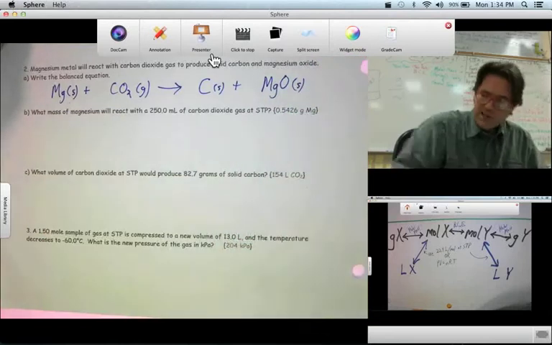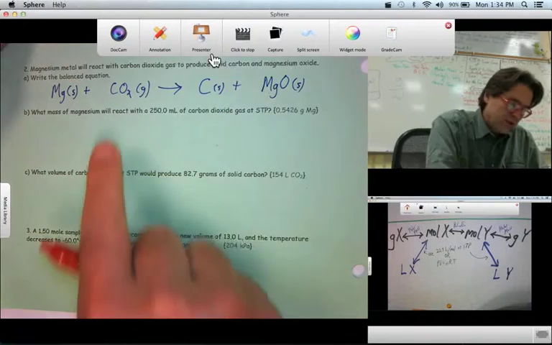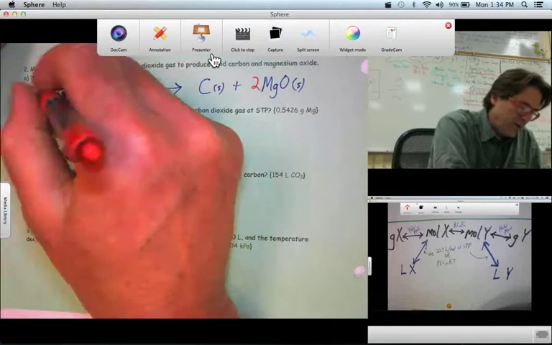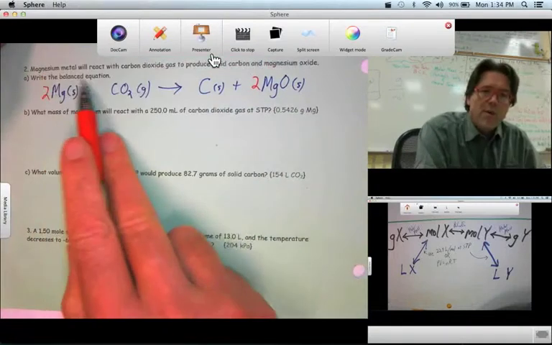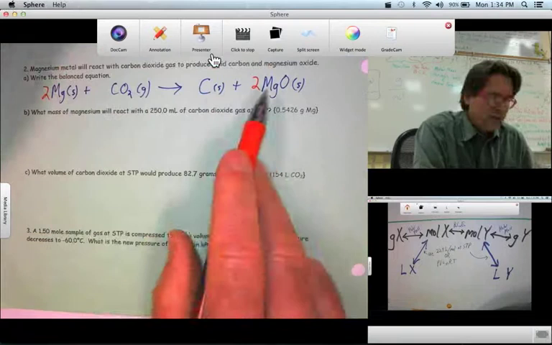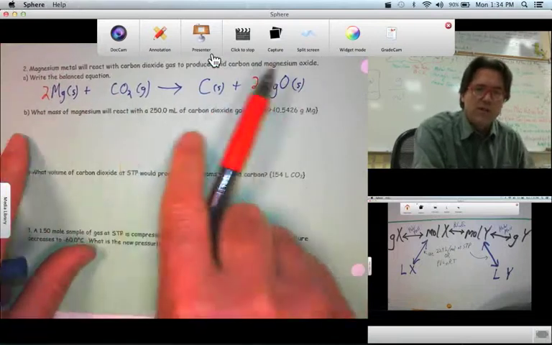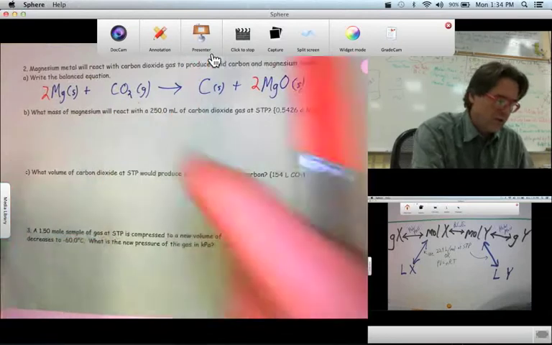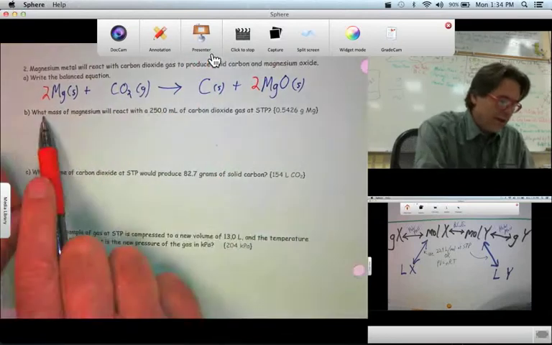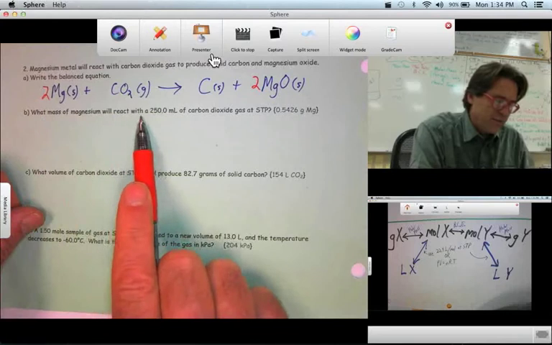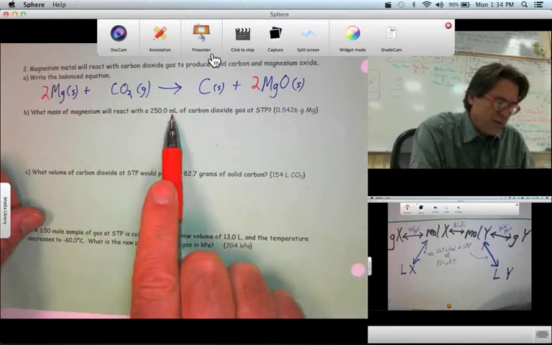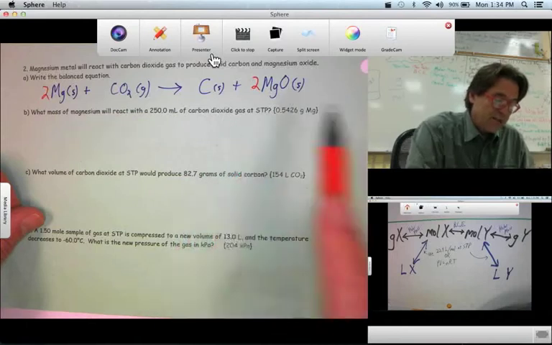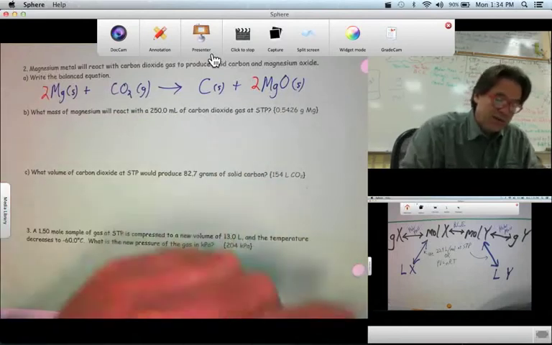Balancing this, let's see, 2 oxygens, we're going to need a 2 there and a 2 in front of that. And now we've got our balanced chemical equation, which gives us all sorts of mole ratios. In this one, we're going to use 2 magnesiums for every 1 CO2 molecule that reacts. All right, what mass of magnesium will react with 250 mils of carbon dioxide gas at STP? So that STP tells us we can go between liters and moles very conveniently.